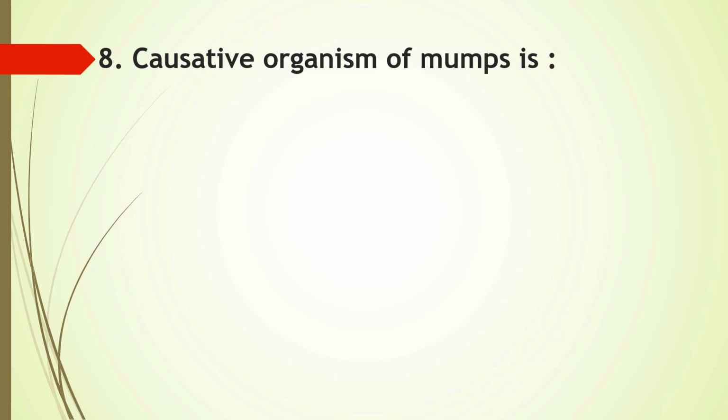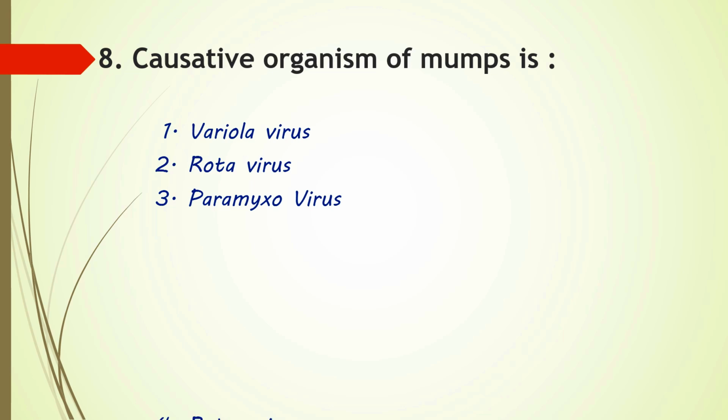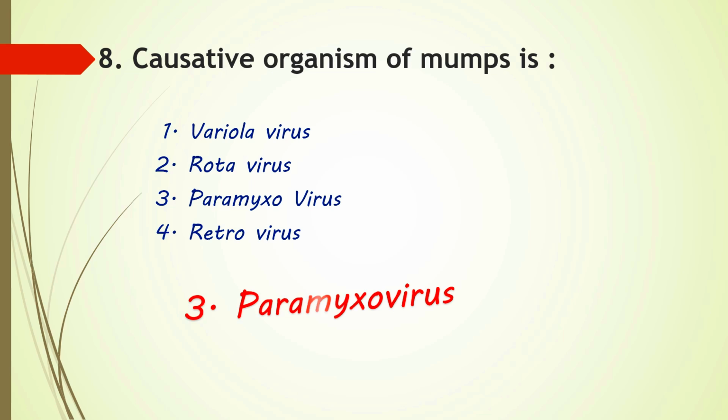Next question, causative organism of mumps is. Options are variola virus, rotavirus, paramyxovirus, or option 4, retrovirus. The causative organism of mumps, that is mumps virus, it is a paramyxovirus. Here option 3 is the correct answer.